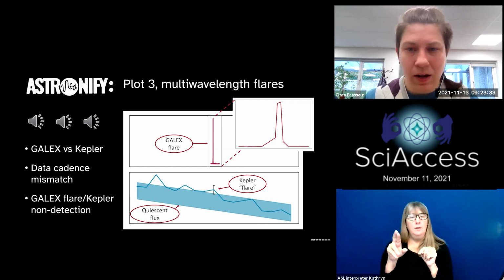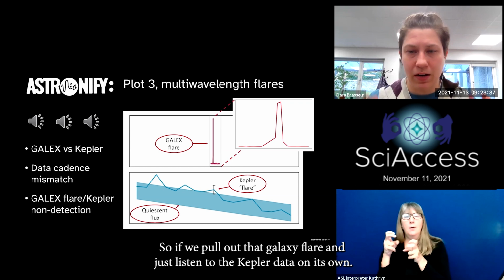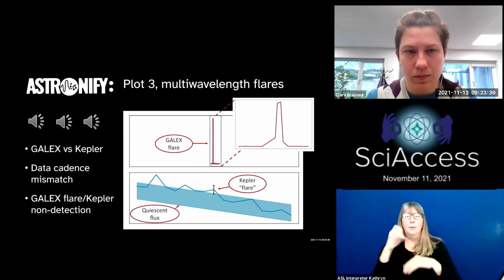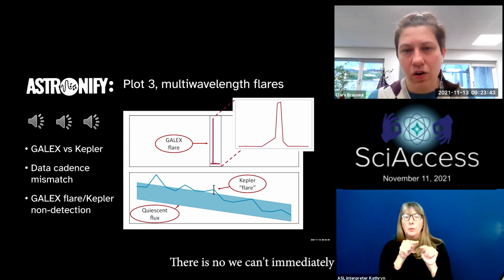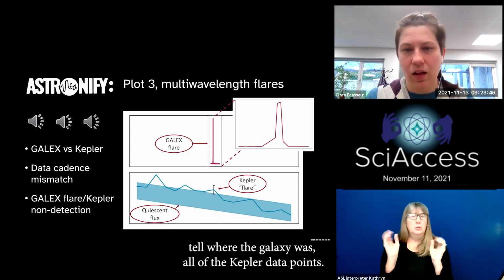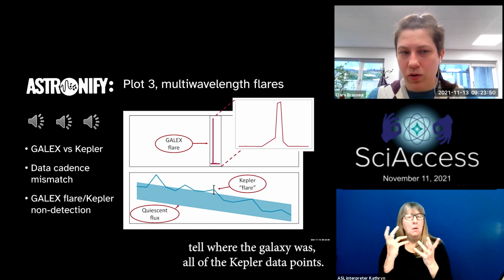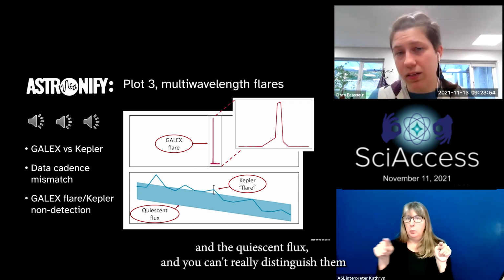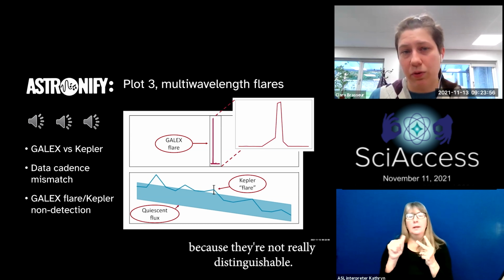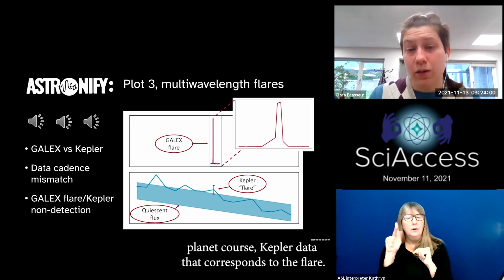because it's the long cadence. So if we pull out that Galex flare and just listen to the Kepler data on its own, we can't immediately tell where the Galex flare was. What we're hearing is both the Kepler data and the quiescent flux, and you can't really distinguish them. There's no spike in the Kepler data that corresponds to the flare.